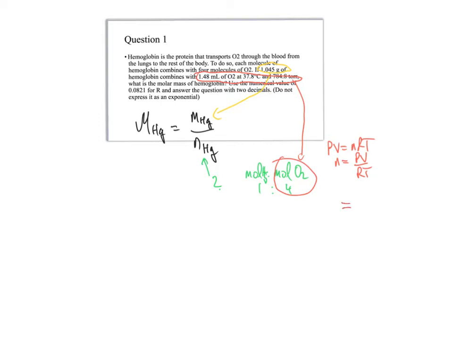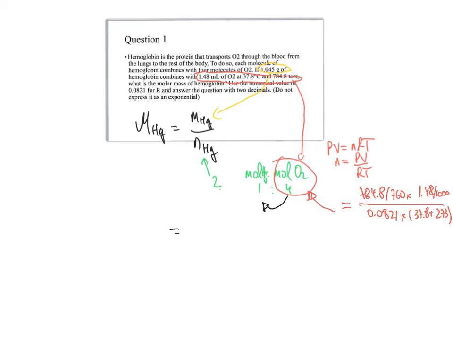And if you do, you should get 784.8 divided by 760 times 1.48 divided by 1000, divided by 0.0821, which is my R value, times 37.8 plus 273. If I plug this in, I'll get the moles of O2. Now, how do I go from moles of O2 to moles of hemoglobin? That's a factor of 4 to 1 that I have to include. So I need to divide my moles by 4, which gives me the moles of hemoglobin. And then you just calculate your molar mass.